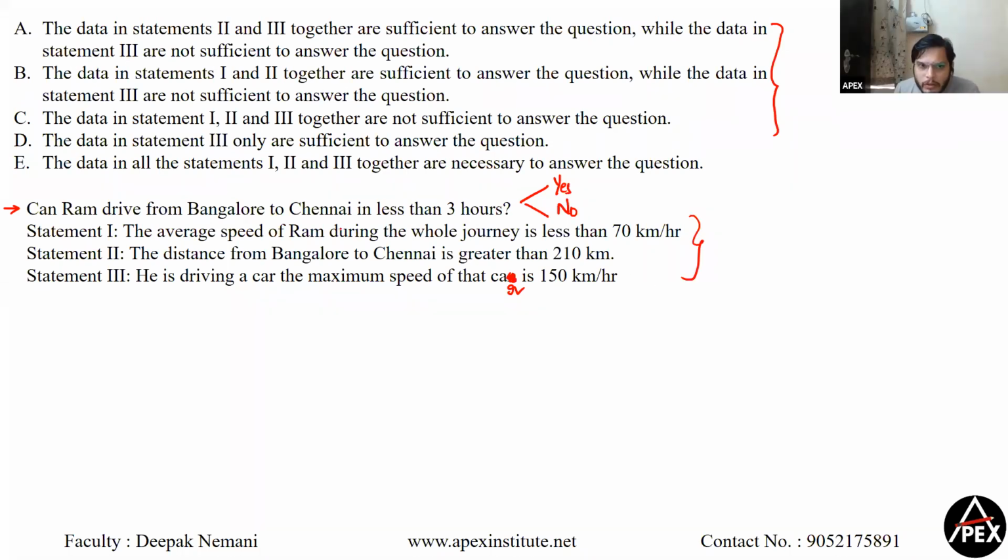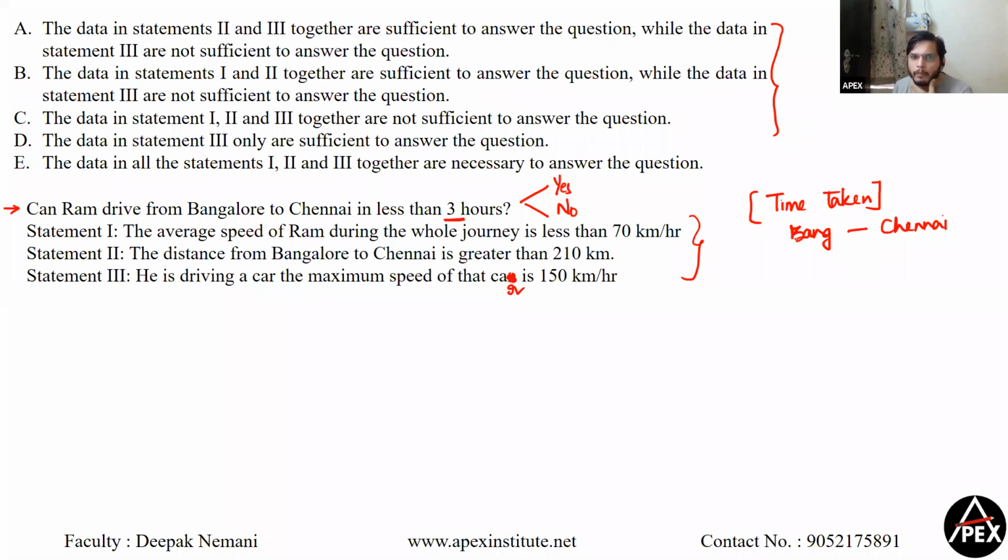Now, what was asked in the question? Can Ram drive from Bangalore to Chennai in less than 3 hours? So to answer this question, we should know the time taken to drive from Bangalore to Chennai. When I can find the time taken to travel from Bangalore to Chennai, I can answer this question. If we know the time, we can answer this question. If it is more than 3 hours, then no. If it is less than 3 hours, your answer will be yes, isn't it?